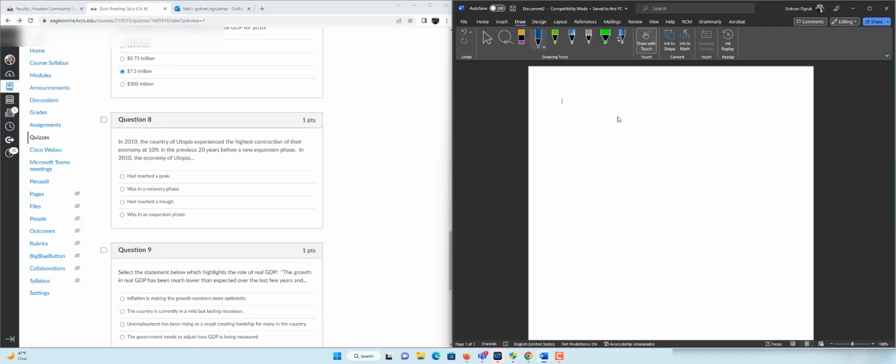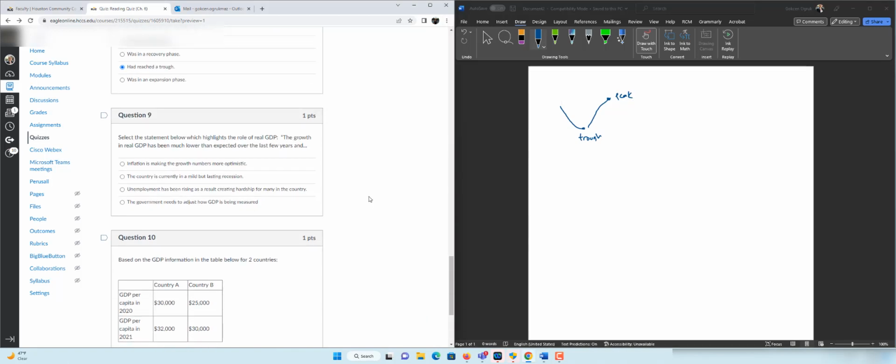Question 8. In 2010, the country of Utopia experienced the highest contraction of their economy, at 10% in the previous 20 years, before a new expansion phase. In 2010, the economy of Utopia has reached a trough. So this is called trough. And here is called peak.